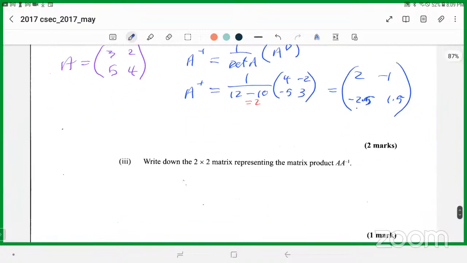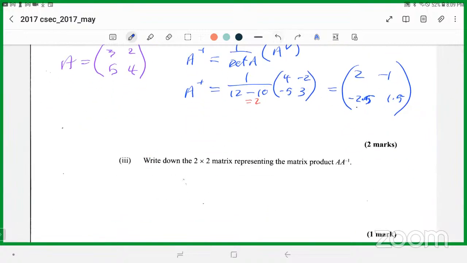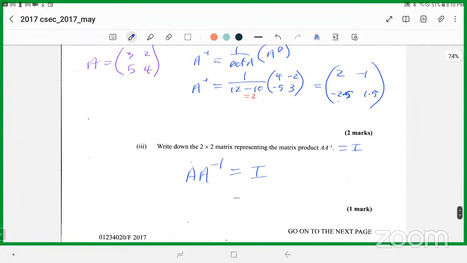It says write down, I have to calculate now, write down the matrix product, the matrix representing this product. A matrix and its inverse equals the I matrix, the identity matrix for multiplication. So A times A to the minus 1 equals the I matrix, which is equal to 1, 0, 0, 1. You must know that. 1 mark for it. A matrix times its inverse in any order doesn't matter, you're going to get the I matrix, the identity matrix for multiplication of matrices.